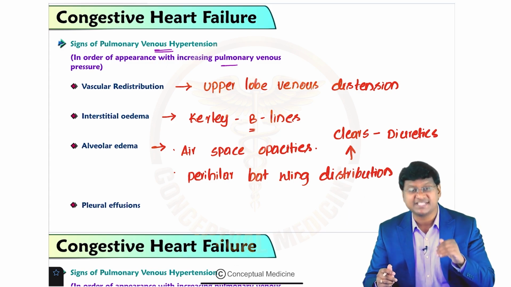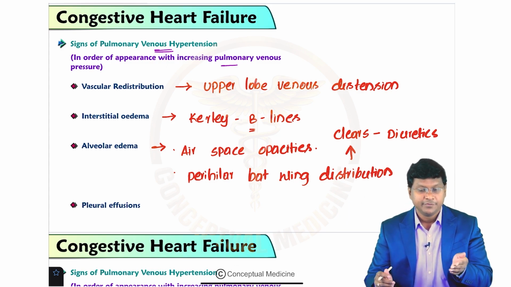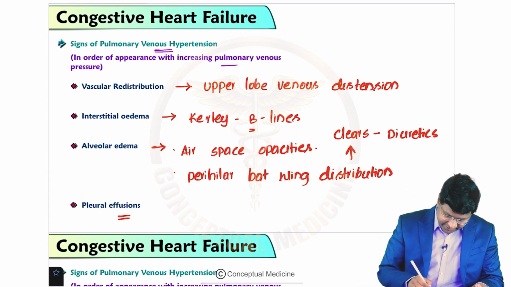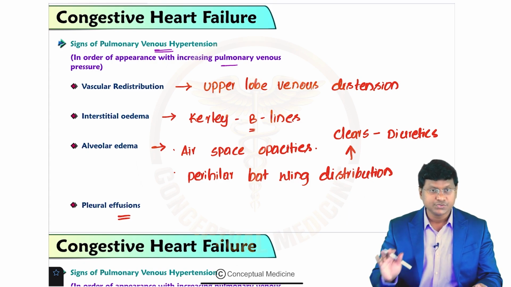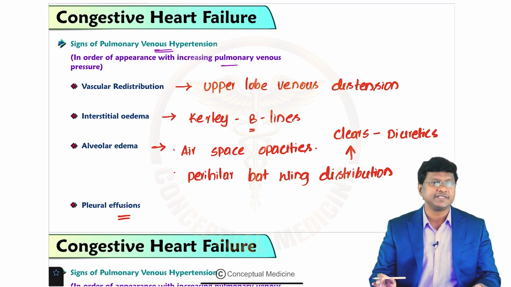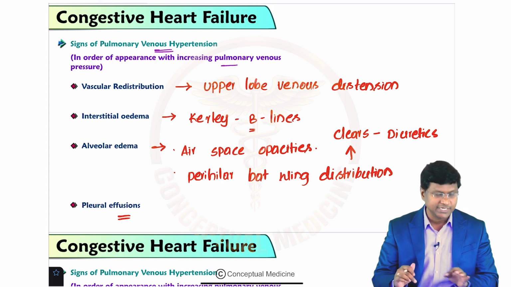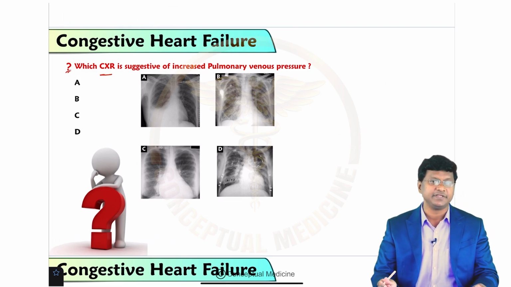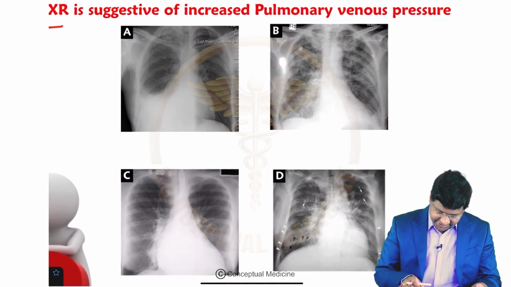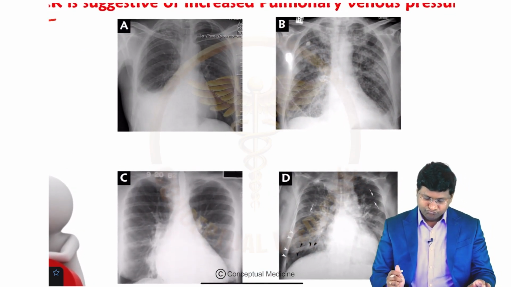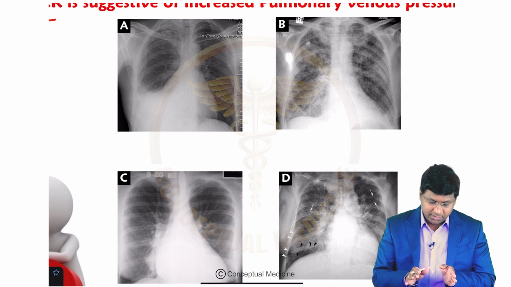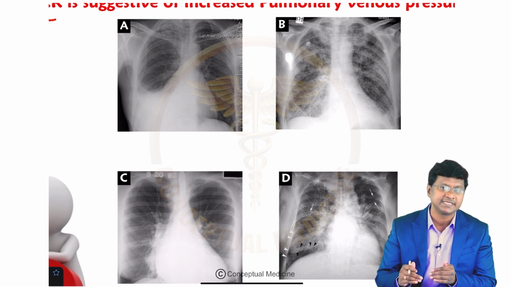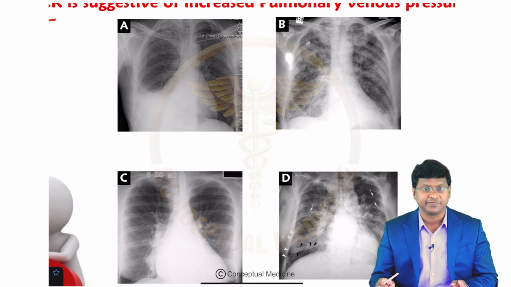And from the state of alveolar edema, the fluid from the alveoli will enter into the pleural space, resulting in the pleural effusion. So these will be the chest X-ray findings in patients with congestive heart failure. So I'll show you a question. Which chest X-ray is suggestive of increased pulmonary venous pressure? Now you see these X-rays. These are all the X-rays of pulmonary venous hypertension, that is, these are all the X-rays in patients with left-sided heart failure.